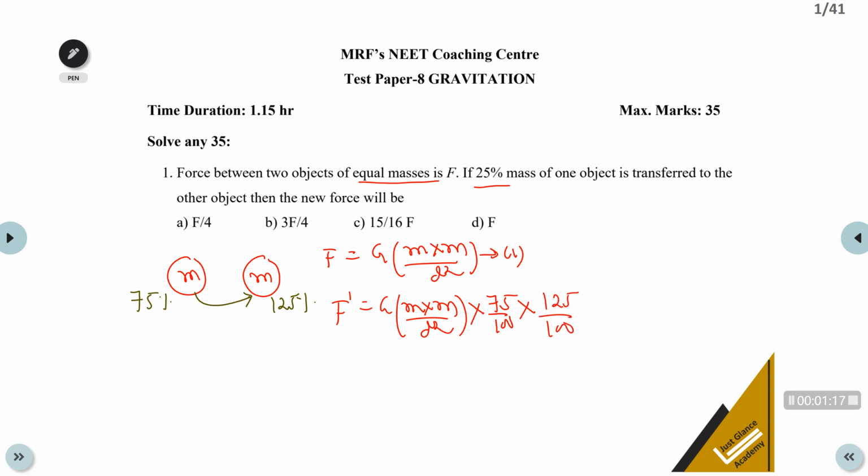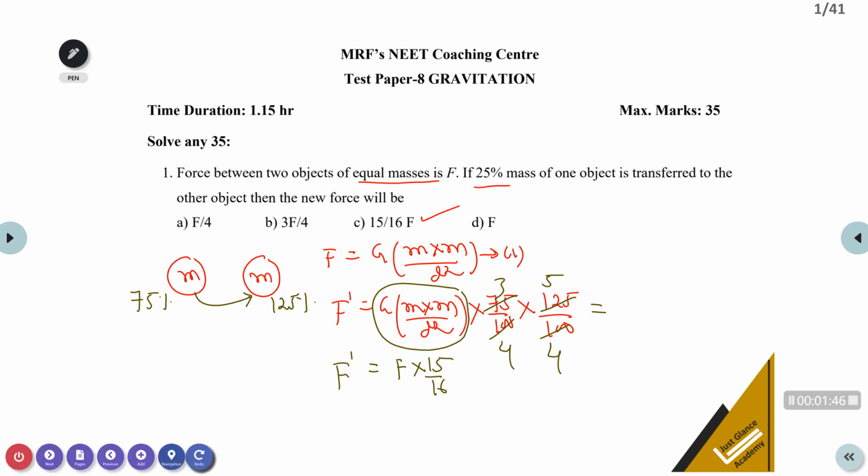Then simplify it. 25 threes and 25 fours. This becomes 5 into 3, 15, over 16. That is 15 by 16 of the original, F. So F dash equals F into 15 divided by 16. This is the right choice. Next.